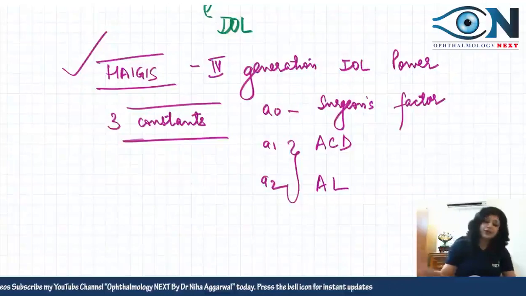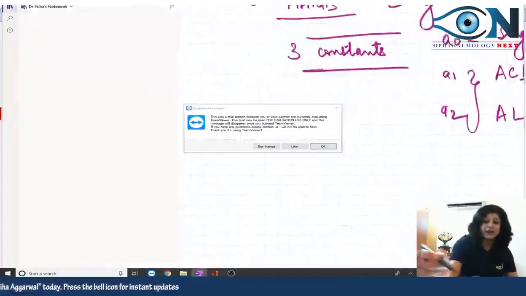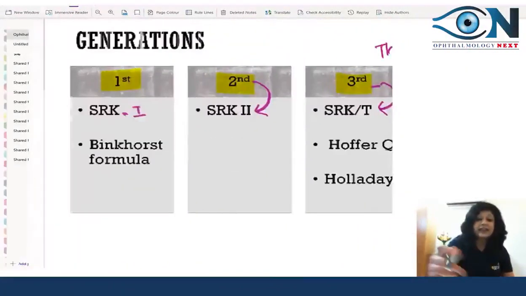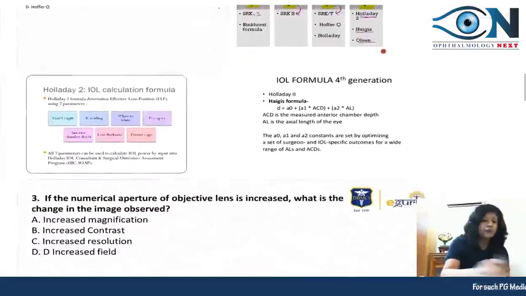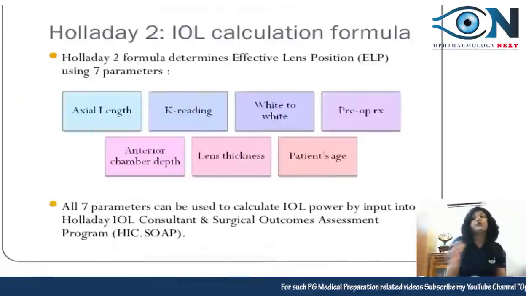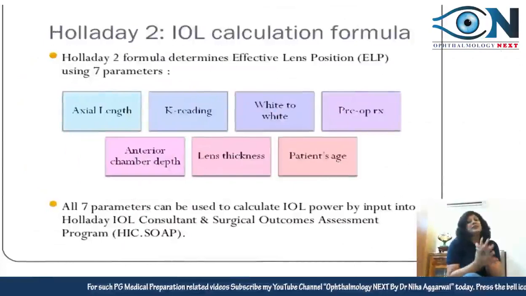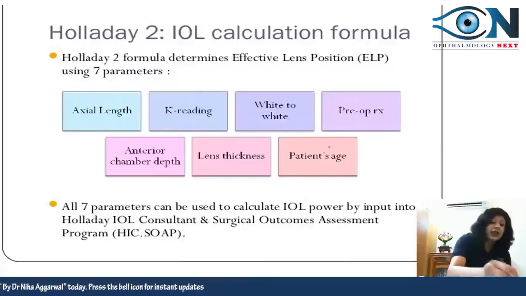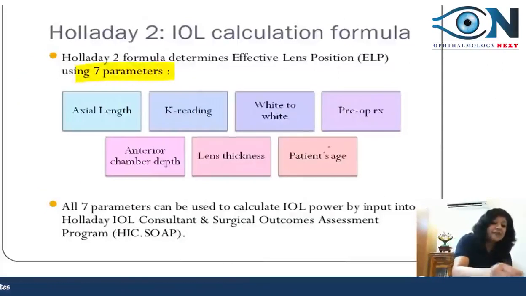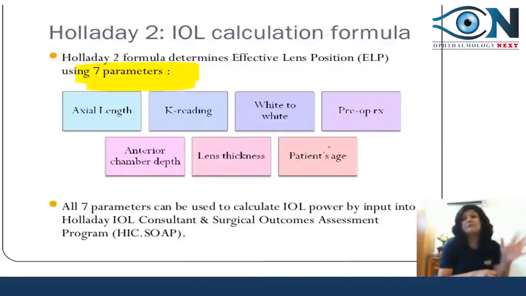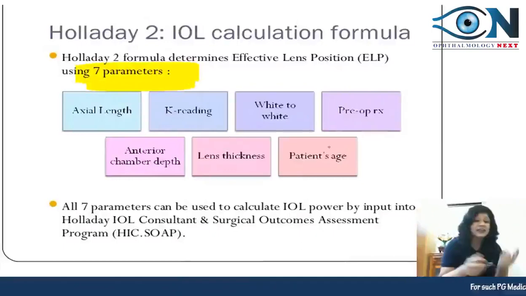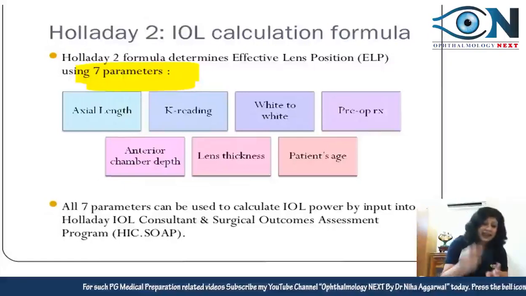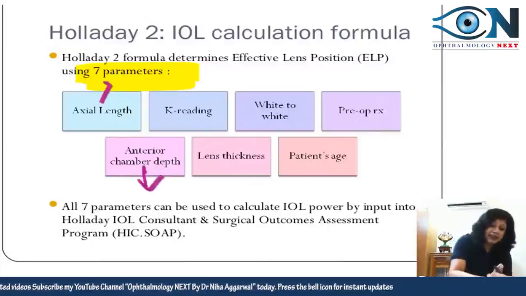Now there is one more thing that I told you, the Holladay. That is again very, very important, and it is said that till date it is considered to be one of the best IOL calculation formulas. The reason is, can you see, it is using 7 parameters. It is using seven wonders of the world, 7 parameters. Now let us see what parameters it is using. Some of the things we are already using, they are the same, like the anterior chamber depth, then we have the axial length and K reading.